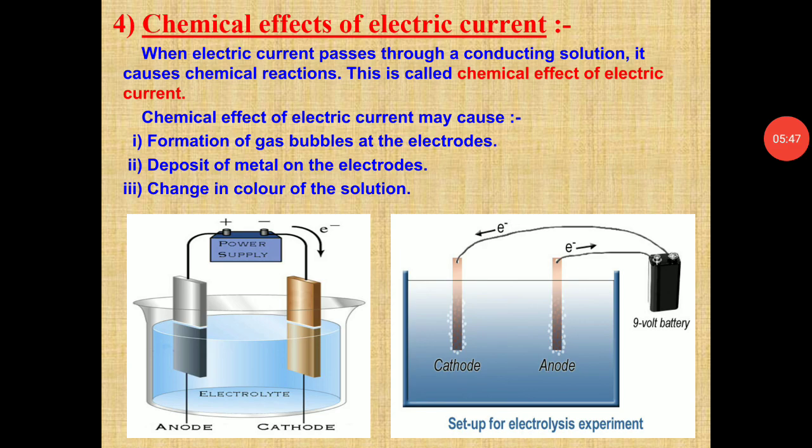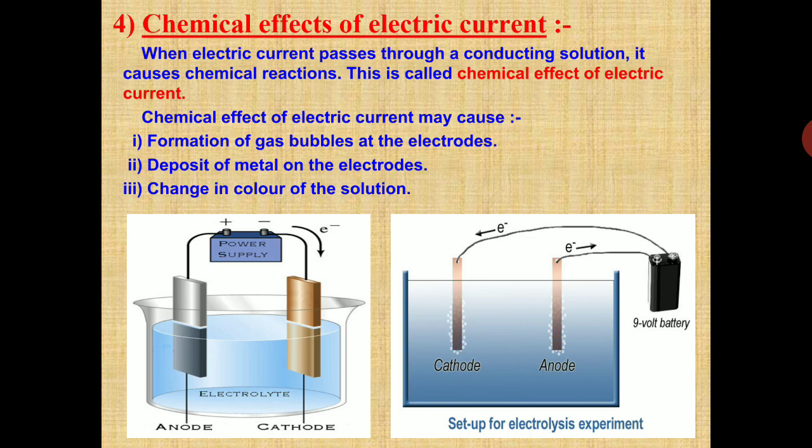The chemical effect of electric current may cause formation of gas bubbles at the electrodes. There are two electrodes, one is the cathode and one is the anode. The cathode is connected to the negative terminal of a battery. The anode is connected to the positive terminal of a battery. So when electric current passes through a chemical solution, sometimes gas bubbles form at the electrodes, or metal is deposited on the electrodes, or a change in the color of the solution is also noticed.